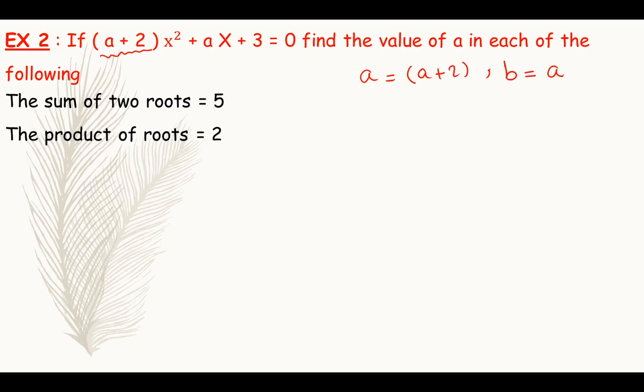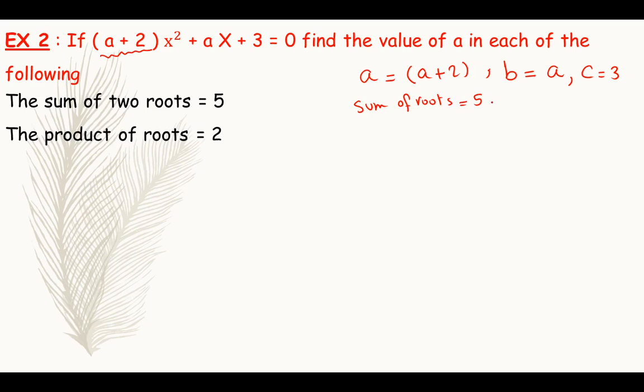Okay? So you have to notice that the coefficient of x squared in this problem is called a plus 2, and the coefficient of x in this problem is a. And the absolute term, which is called c, equals 3. Okay? It is given in the problem that the sum of the two roots equals 5.